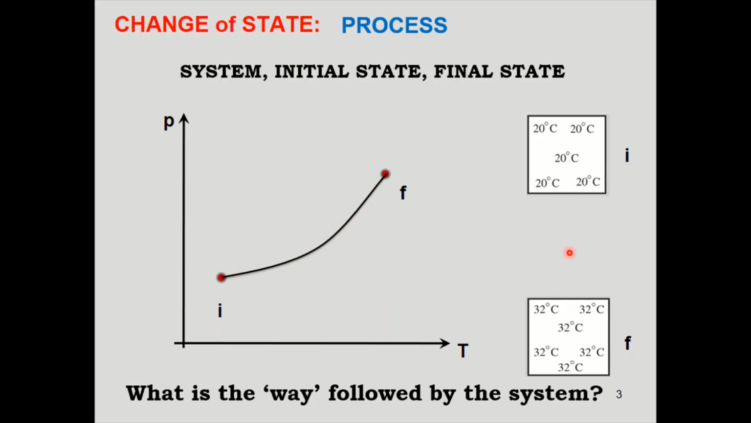Do we? No. The initial point we know: 20 degrees Celsius. The final point we know: 32 degrees Celsius. Final pressure we know: 4. Initial pressure we know: 2. But what about the pressure at this point? We don't know. At this point, we don't know. And if the intermediate points are unknown, how can I say this will be the path? Because a path can be drawn only when we know the intermediate points.